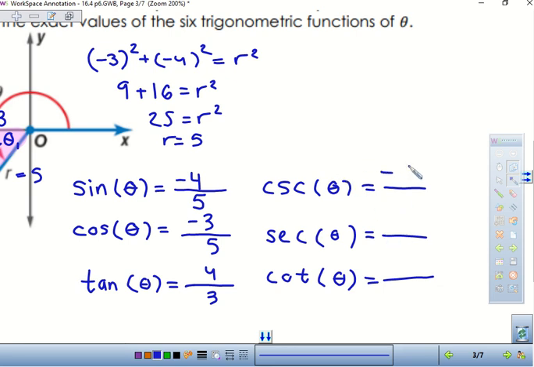So this would become -5/4. The 4 is the one that's negative, but you don't leave negatives in the denominator of a fraction, so you just bring it up top. What's the next one going to be? -5/3. And then lastly? 3/4. So that is how you find the 6 trigonometric values given a point on the side of an angle.